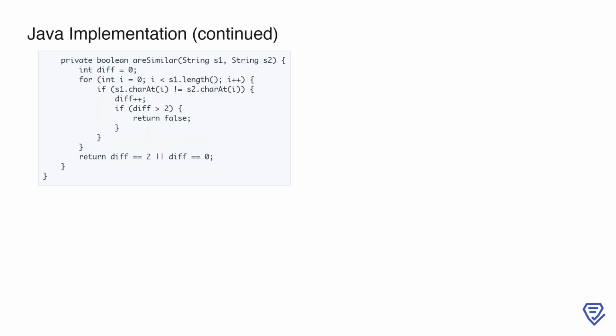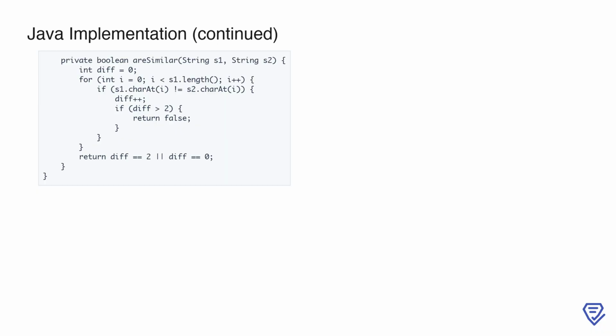The rSimilar method is designed to compare two strings, s1 and s2, and determine if they are similar based on the problem's criteria. It begins by initializing a diff counter to 0. Then, it iterates through each character of the strings, comparing their corresponding positions. If the characters differ, the diff counter is incremented. If at any point the diff exceeds 2, the method immediately returns false, as the strings cannot be similar.